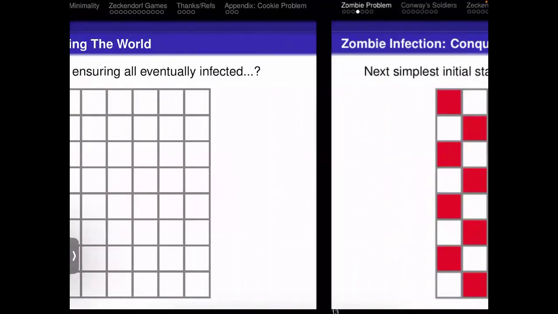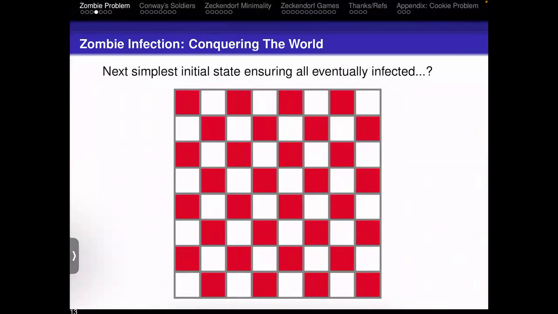Checkerboard. Now you could actually do a little bit better than checkerboard. I could do everything but one cell. But checkerboard is still good. It's a 50% reduction in the cost of zombies. So, if I'm trying to have my zombie army take over, this is a 50% savings.